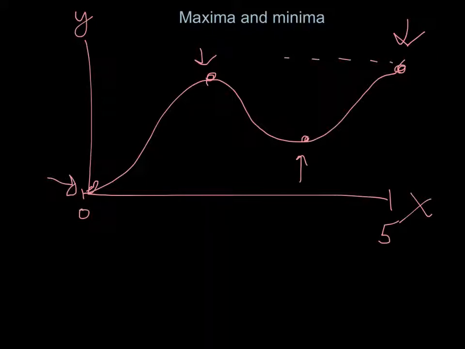point is higher than that one. So this is the absolute because it's the highest point on the entire function within this domain from 0 to 5. And this right here is the lowest because nothing comes as low as that point.